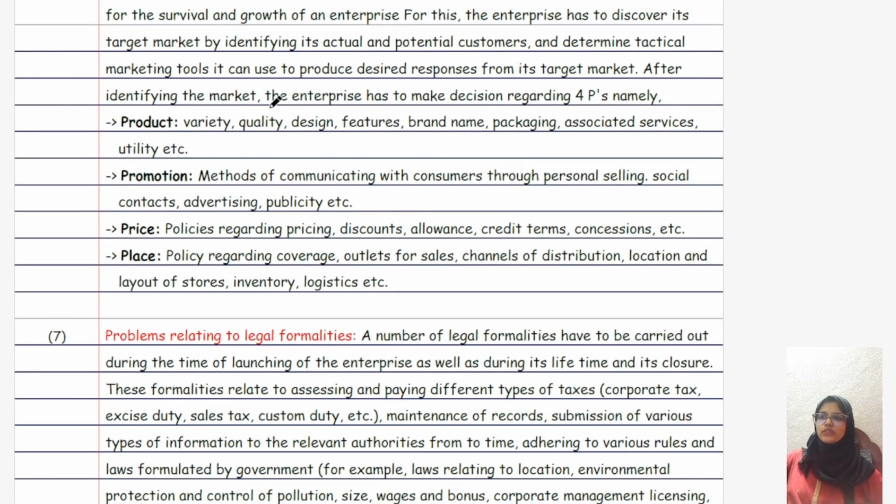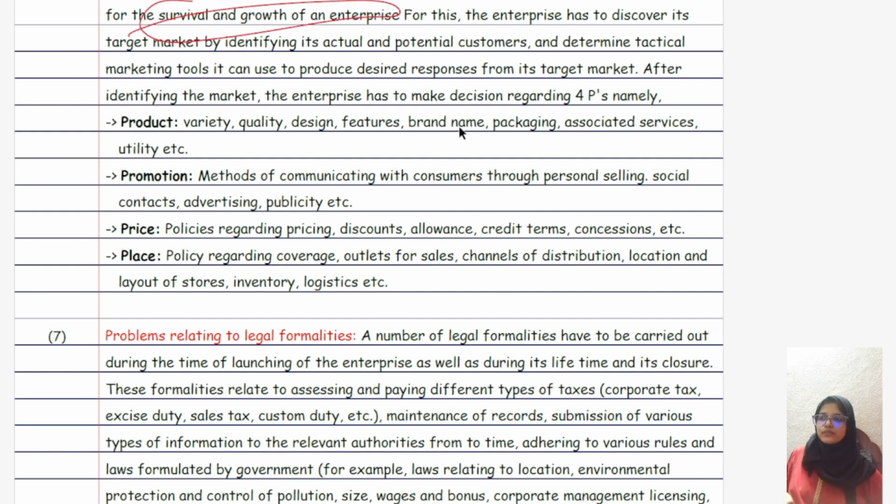Then problems relating to marketing. If you don't market your product in a good way, then how will people get to know about your product? Marketing is a very key essential factor to earn profit. It is for the survival and growth of the enterprise.